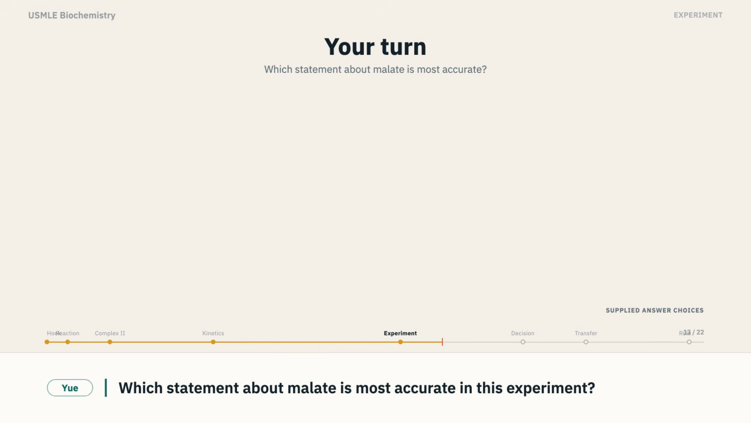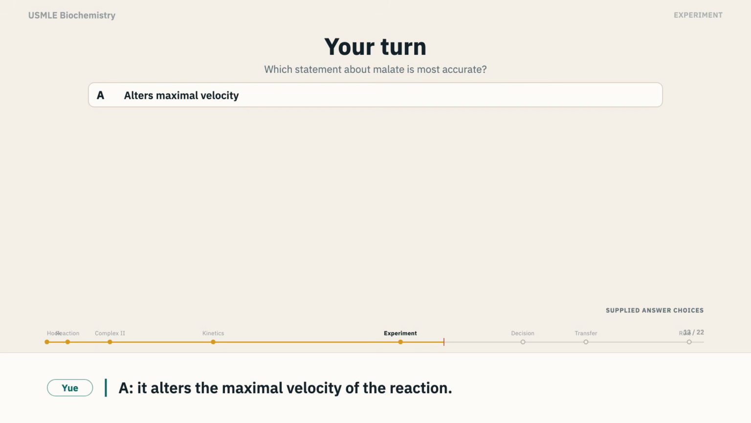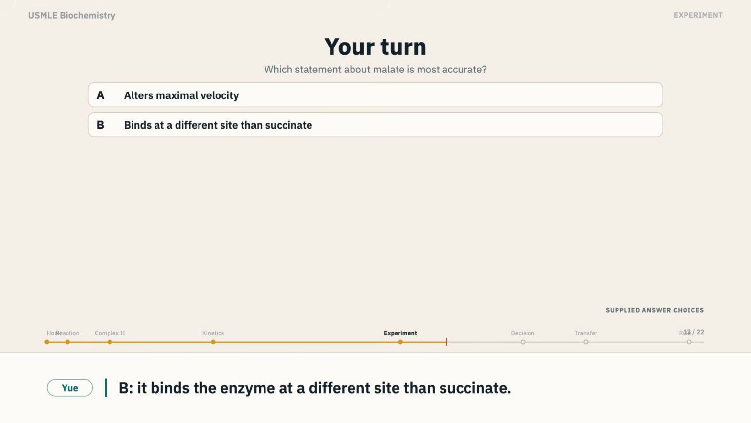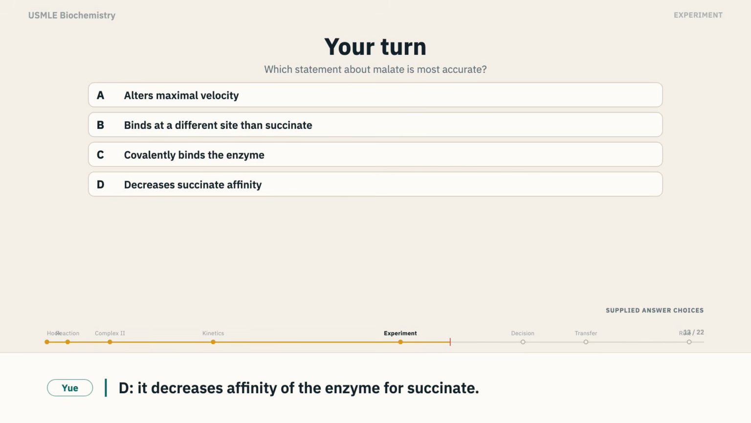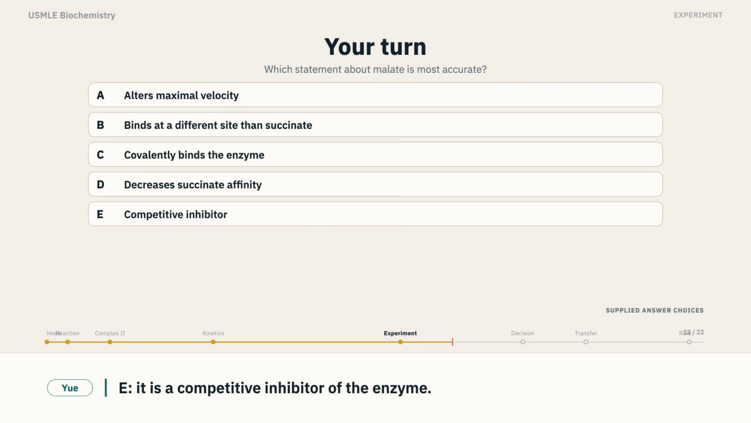Which statement about malate is most accurate in this experiment? A. It alters the maximal velocity of the reaction. B. It binds the enzyme at a different site than succinate. C. It covalently binds the enzyme. D. It decreases affinity of the enzyme for succinate. E. It is a competitive inhibitor of the enzyme. Lock in your answer.